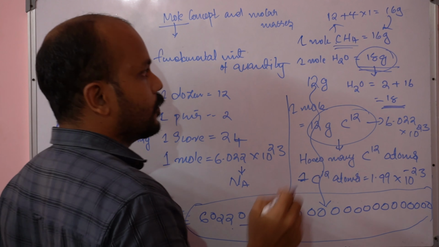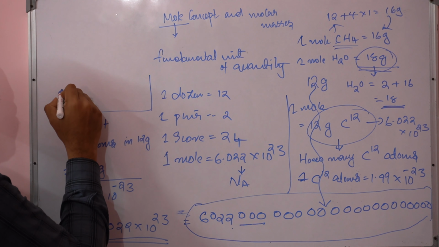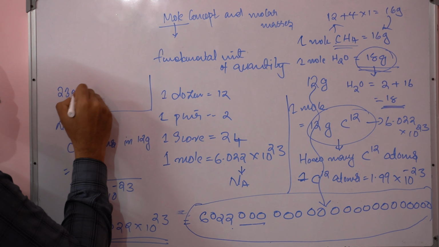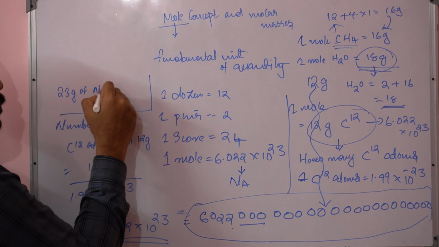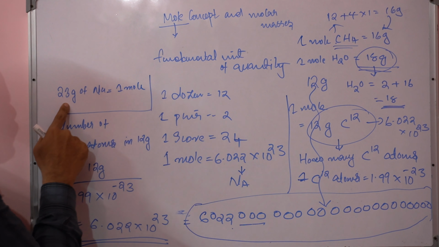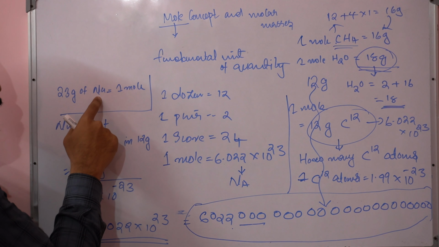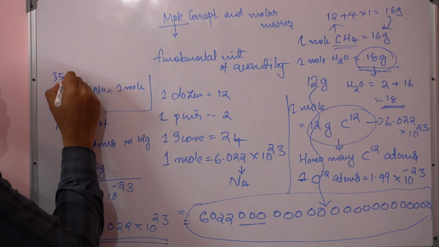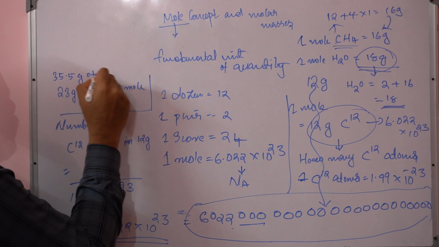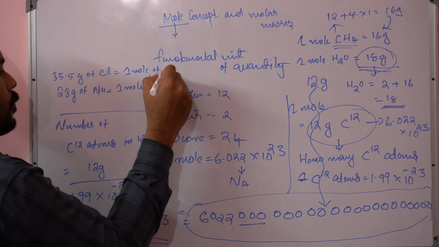In the same way, if you take 23 gram of sodium, that is also going to be 1 mole. From where has this 23 come? 23 is the atomic mass of sodium. Like if you take 35.5 gram of chlorine, that is going to be 1 mole of chlorine atoms.